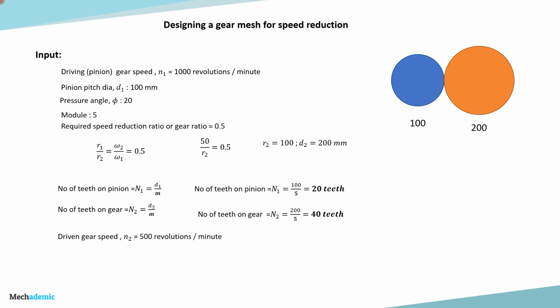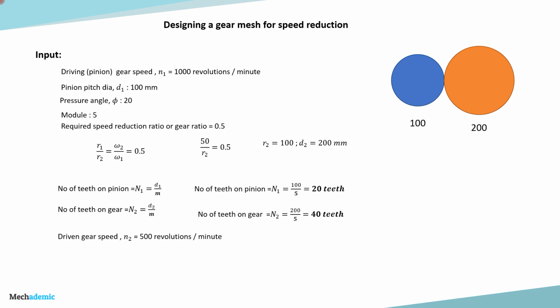Now let's go through the design methodology of designing a gear mesh for speed reduction. From this we'll get to know how to do the calculation step by step and also how to go about the CAD workflow in Fusion 360. The input values are the driving pinion gear speed N1, that is the rotation, 1000 revolutions per minute.